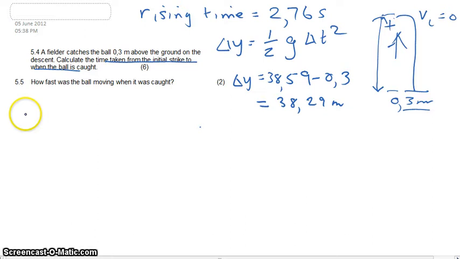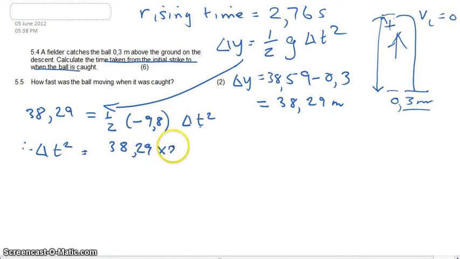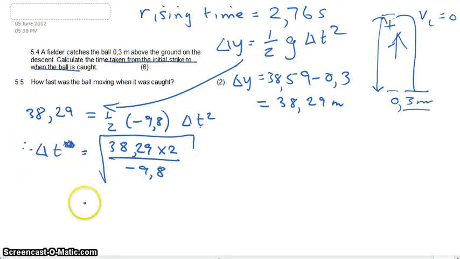And then if I take 38.29 and substitute it in, it's going to equal half times minus 9.8 delta t squared. So therefore, delta t squared is going to be 38.29 times 2 over minus 9.8. And if we just scratch out the 2 and take the square root on both sides, then we eventually end up with 2.80 seconds.